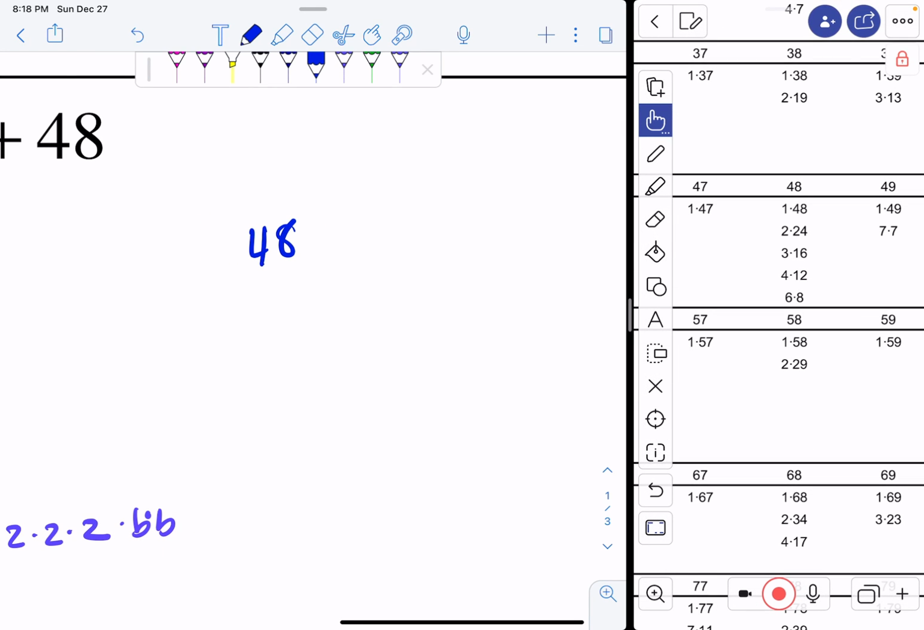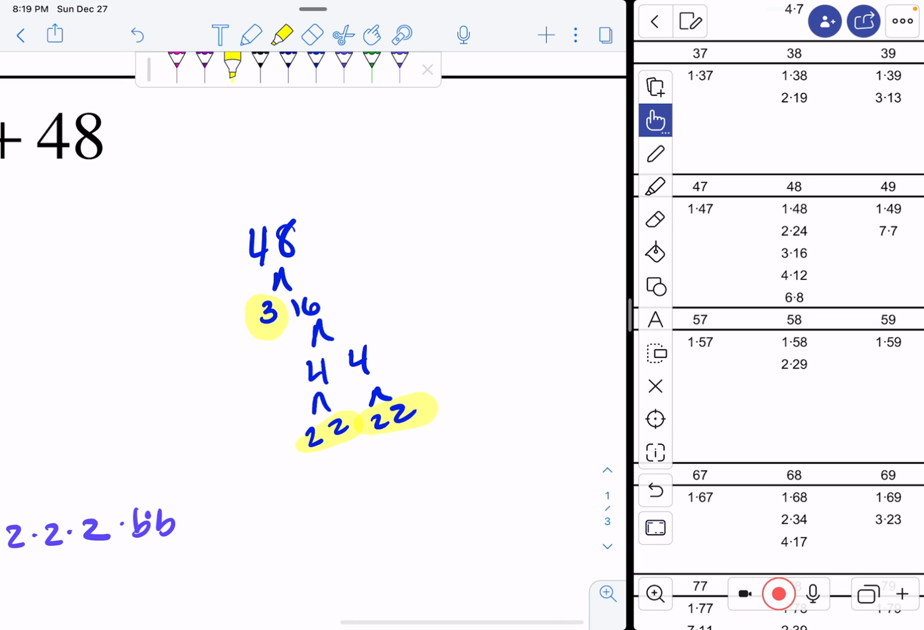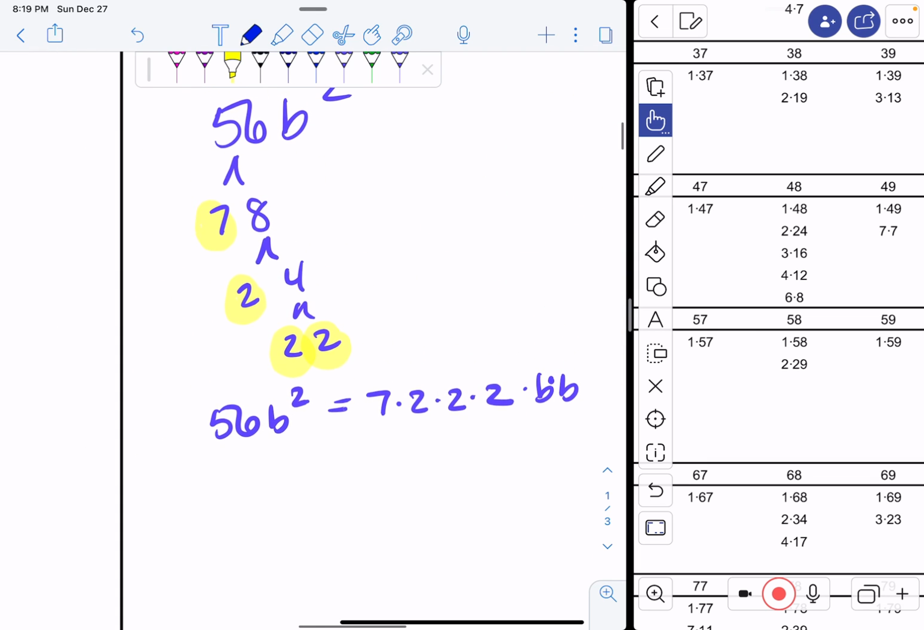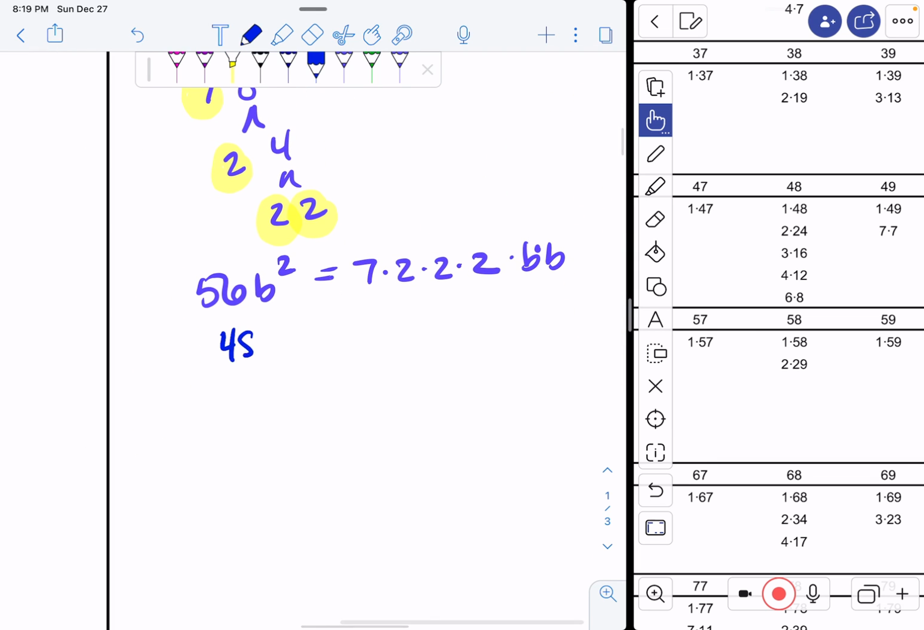48, I can do 6 and 8, 4 and 12, 3 and 16, 2 and 24. I'm going to do 3 and 16. 16 can be 4 and 4. And then 4 can be broken apart to 2 and 2. Highlight your 2s. So now I have 3 and then 4 2s. 1, 2, 3, 4. Perfect.